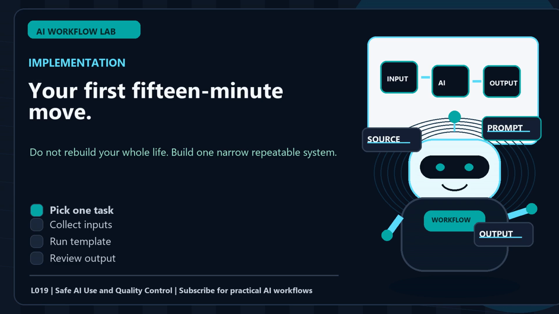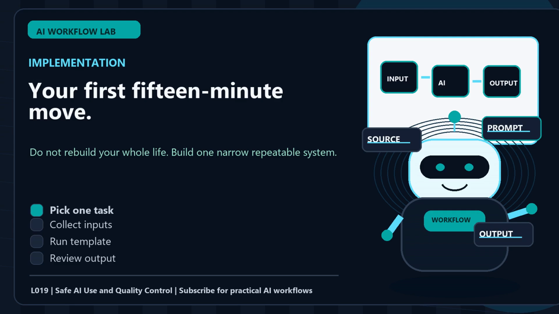Here is your first 15-minute move. Pick one recurring task related to AI customer support automation. Do not pick the biggest task in your life. Pick something that happens often enough to matter and small enough to test today. Collect 3 real examples of that task.